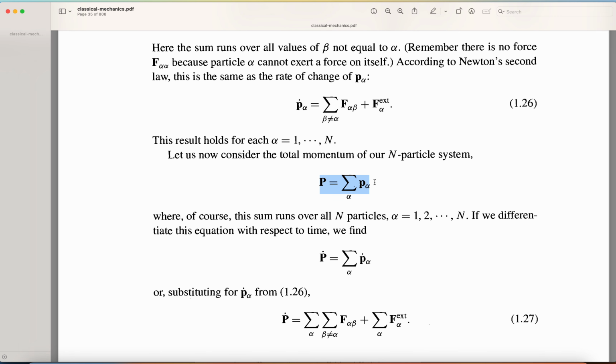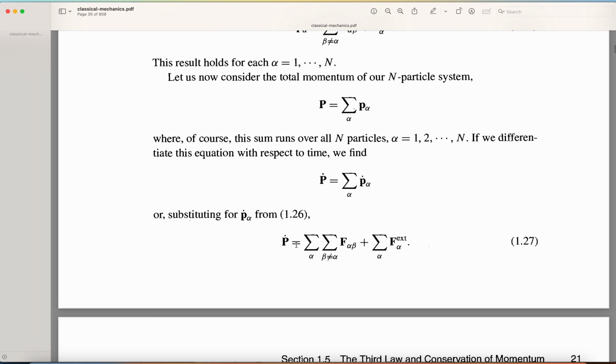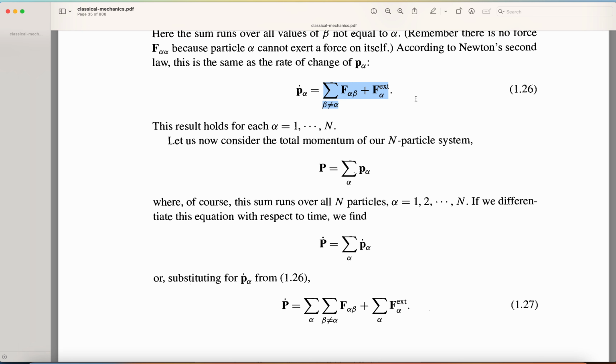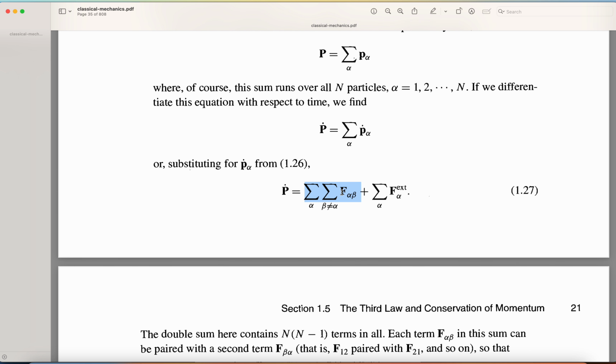Then you can take the derivative on both sides with regards to time. And then you can get this general equation, which is adding up all these terms, and I think this summation will get computed to 0. First it's choosing which alpha, and then inside that loop it's choosing all the betas which are not equal to that alpha.